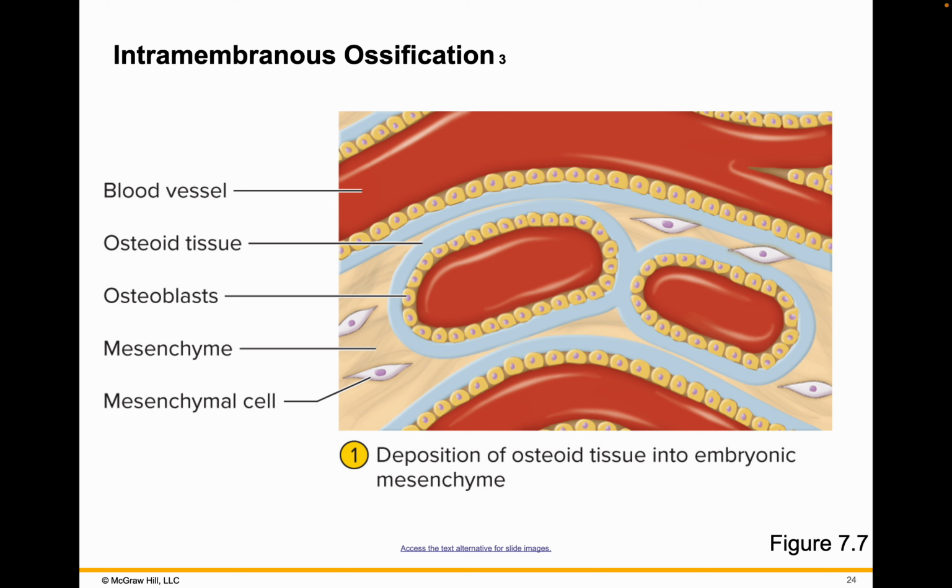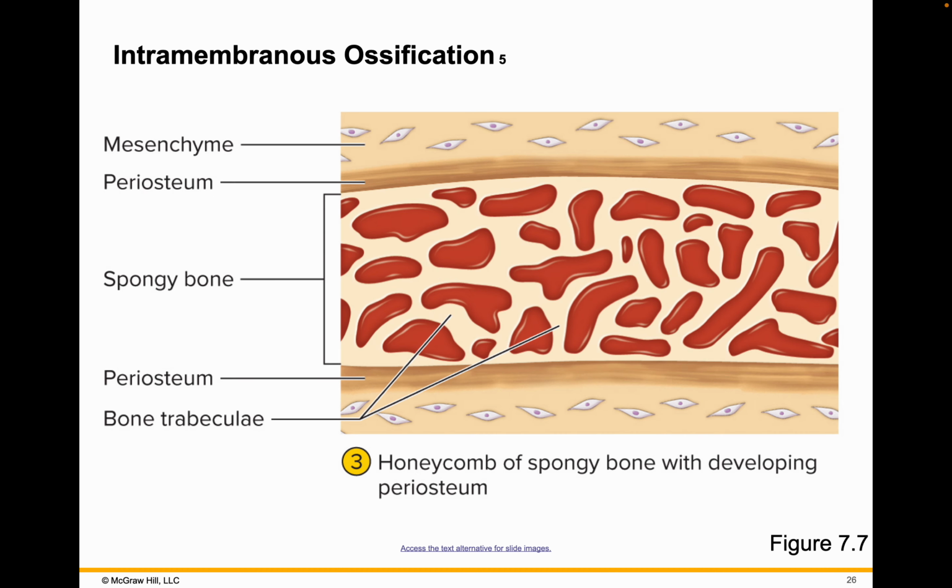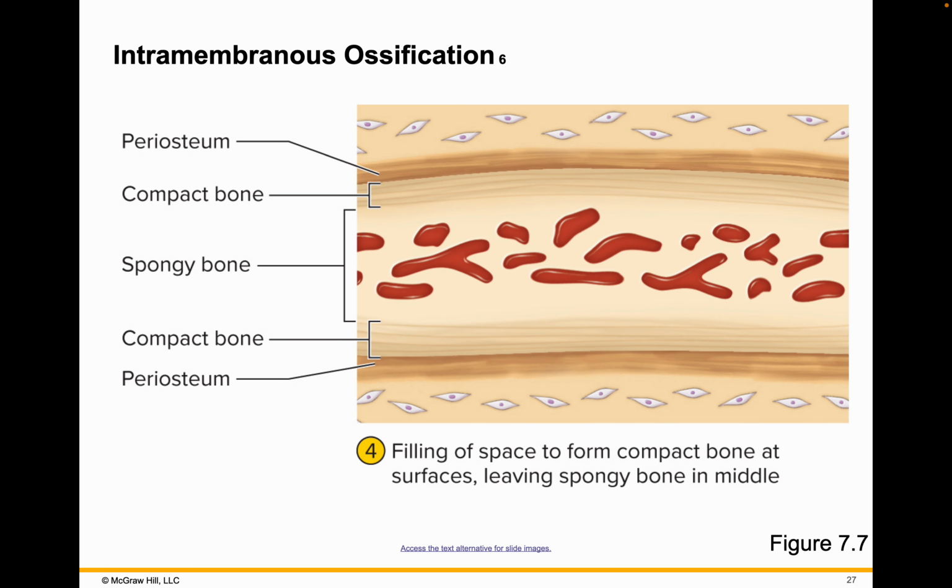So here we have the intramembranous ossification. Osteoid tissue begins to build, becomes entrapped between two cavities, and we end up with our honeycomb-like structure. Until finally we get the bone.